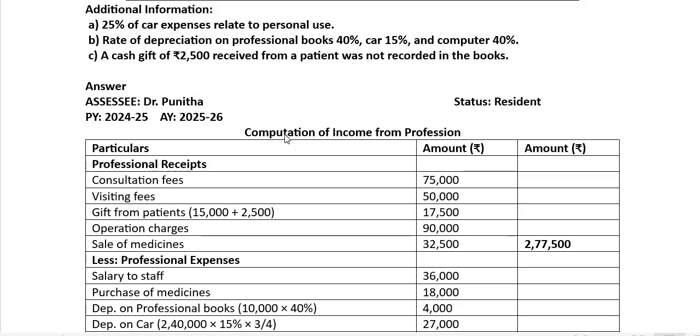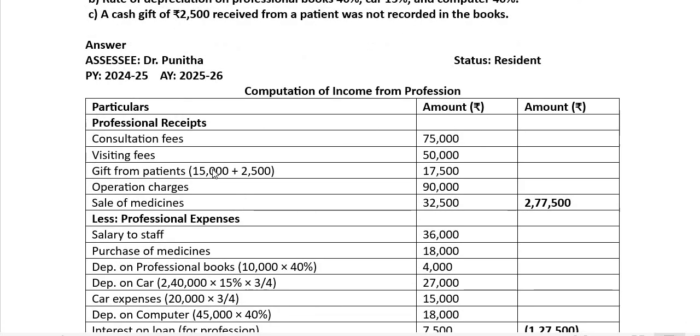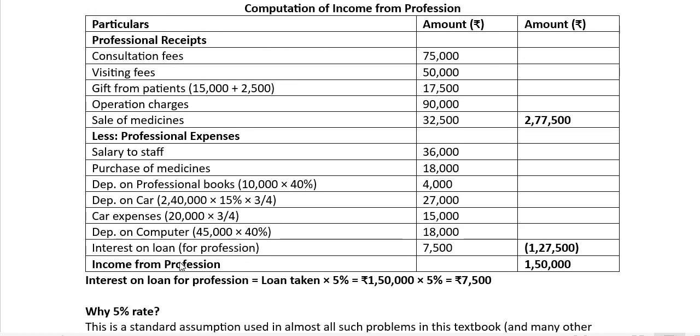Heading should be given like this: computation of income from profession, and you have to give 3 columns, one for writing particulars and 2 amount columns, and you have to write first professional receipt. You will make a list of professional receipts, then you will write a list of professional expenses. Once you deduct professional expenses from professional receipts, you will get income from profession.